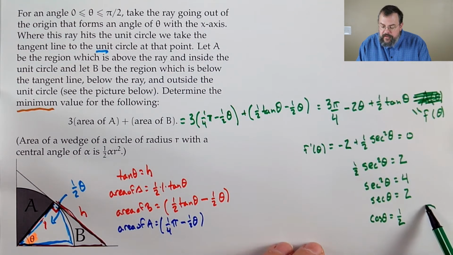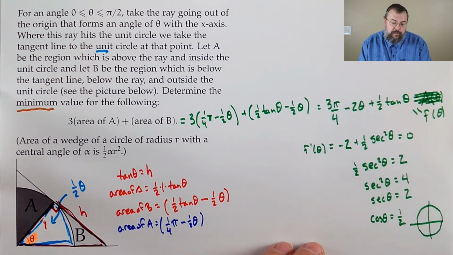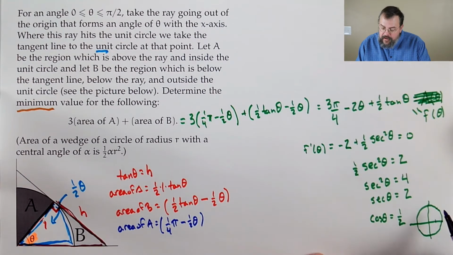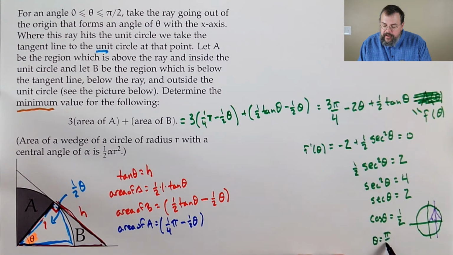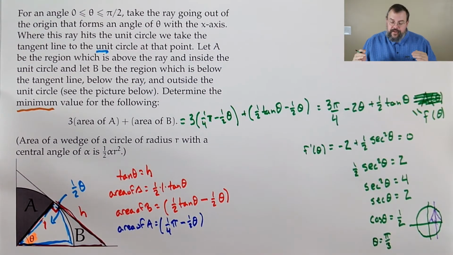If you're thinking in terms of the unit circle, so maybe it's not so surprising we see a unit circle showing up, the cosine corresponds to the x-coordinate. So we're looking for a place where the cosine equals 1/2. Well, that angle right there is 60 degrees, or pi thirds. So we have a single candidate, pi thirds. And that should be the answer.